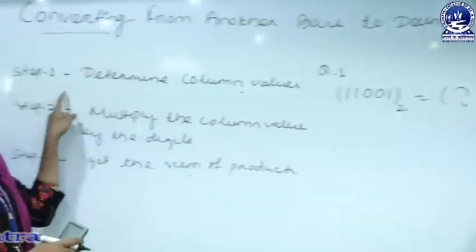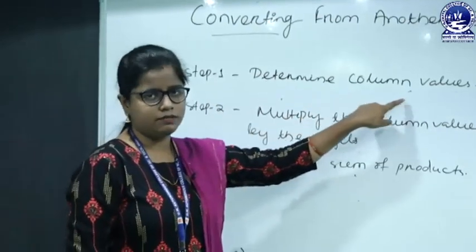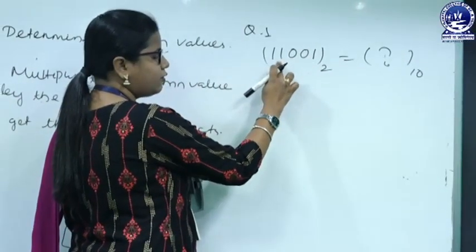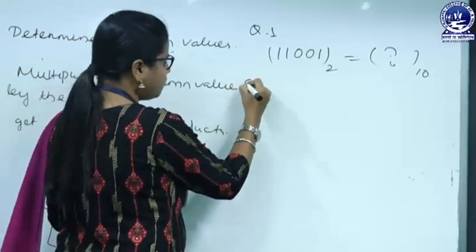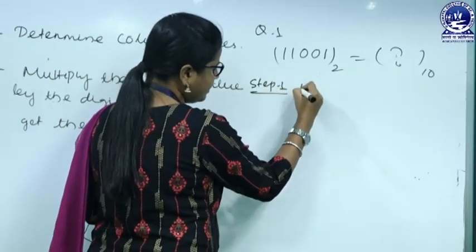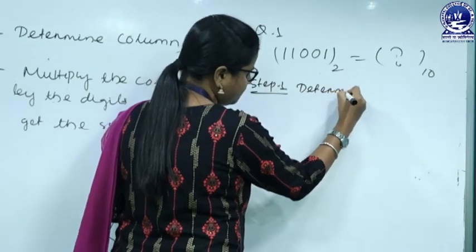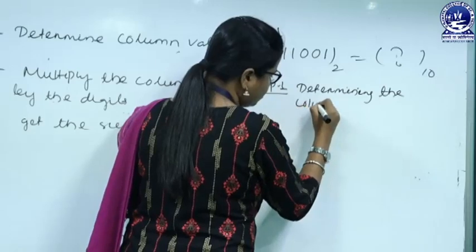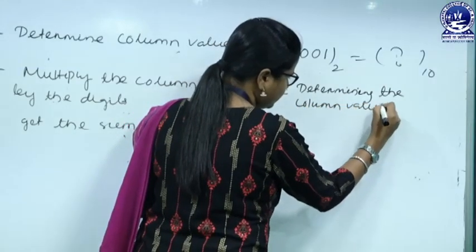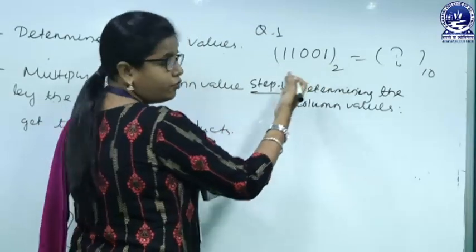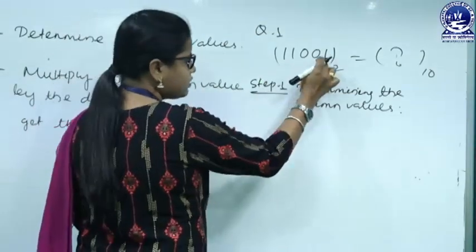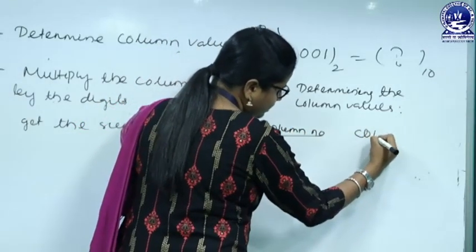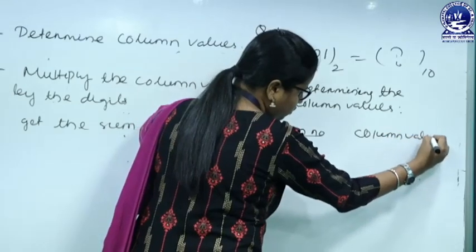So what is the first step here? The first step is to determine column values. What are the columns here? This is column 1, 2, 3, 4 and 5. So we have to determine the column values, going from right to left. This is column 1. This is our column number, and suppose this is our column value.